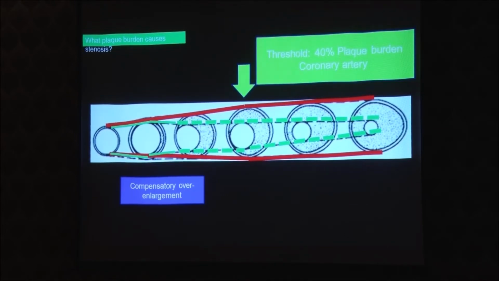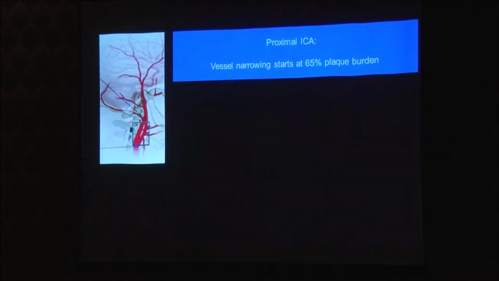So what plaque burden actually causes narrowing? Initially, when there is an increase in plaque, the outer diameter of the artery starts increasing. Because the outer diameter increases, the lumen is relatively preserved at the early stages, but as the plaque burden keeps increasing, the lumen starts shrinking down. So this is how an initially positively remodeled plaque becomes a negatively remodeled plaque. In cardiac literature, up to 40% plaque burden, you will not notice any narrowing in the lumen of the artery. What about intracranial? What happens in the internal carotid artery? You need 65% plaque burden to actually see any narrowing within the artery.